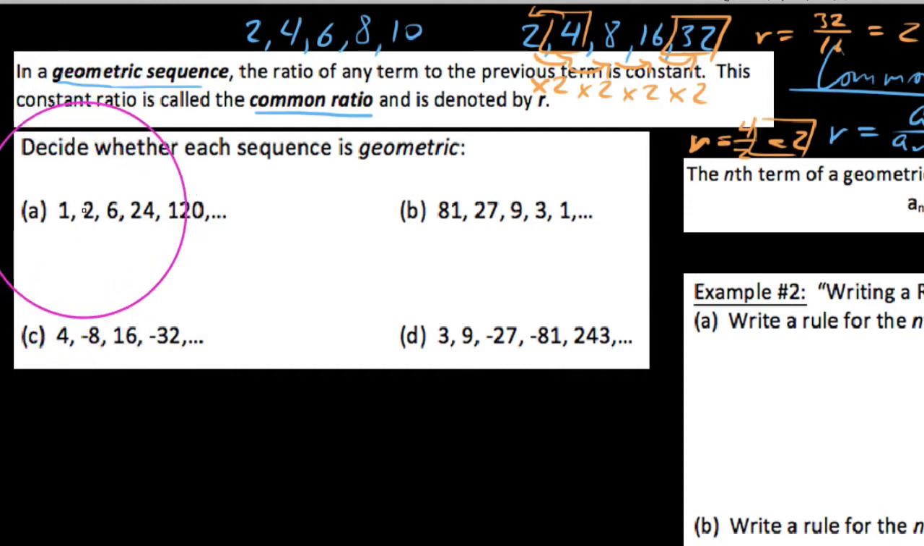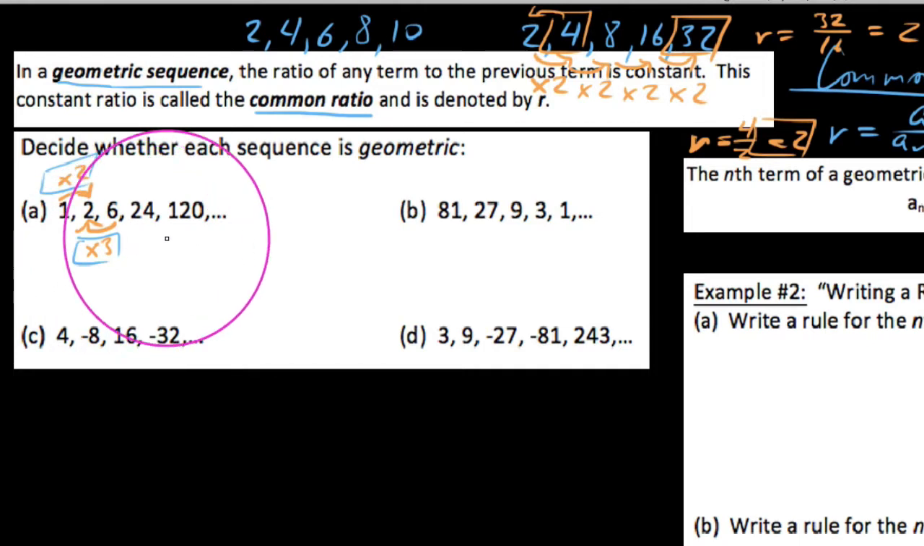Well, 2 divided by 1 is 2, so we've multiplied by 2 to get from here to here. Then 6 divided by 2 is actually 3, so I've multiplied by 3. That's enough to stop right there and say this isn't a geometric sequence, because in a geometric sequence the common ratio is constant. This would all have to be times 2, times 2, times 2, times 2, and that doesn't happen here.